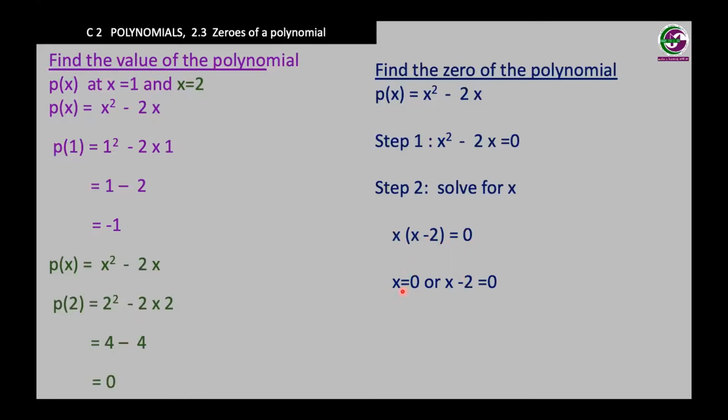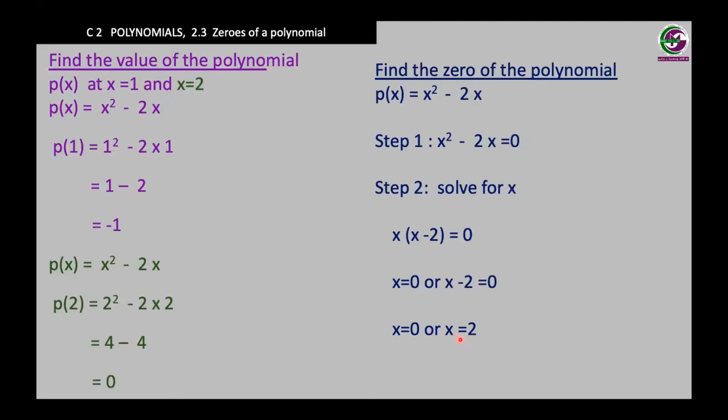So x equal to 0, we don't have to solve. That is one of the answers. And another answer is x minus 2 is equal to 0. We can solve it. Negative 2, when you transform, will change to a positive 2. So x equal to 2. So what are the zeros of this polynomial? We have two zeros for this polynomial, x equal to 0 and x equal to 2.